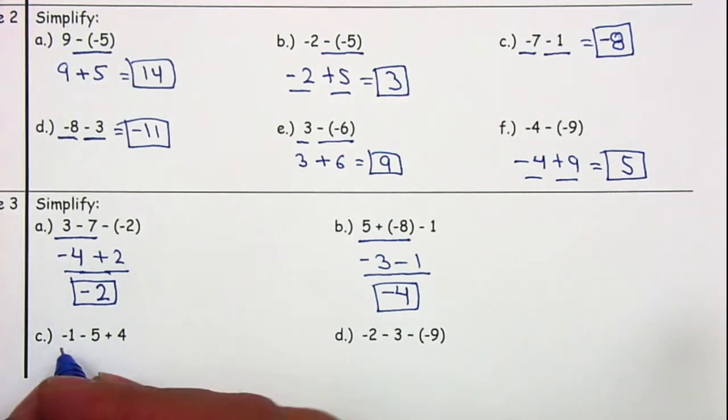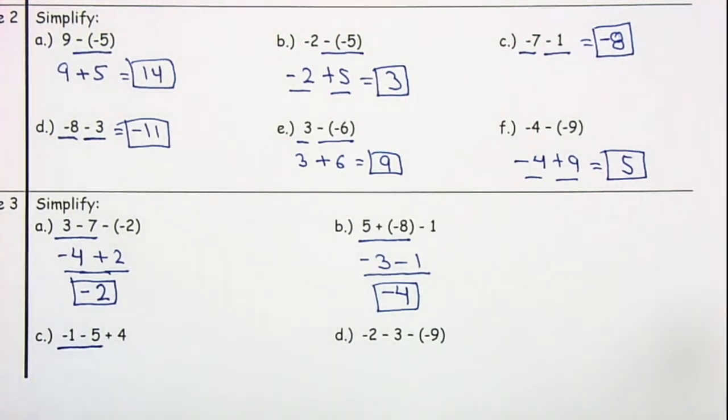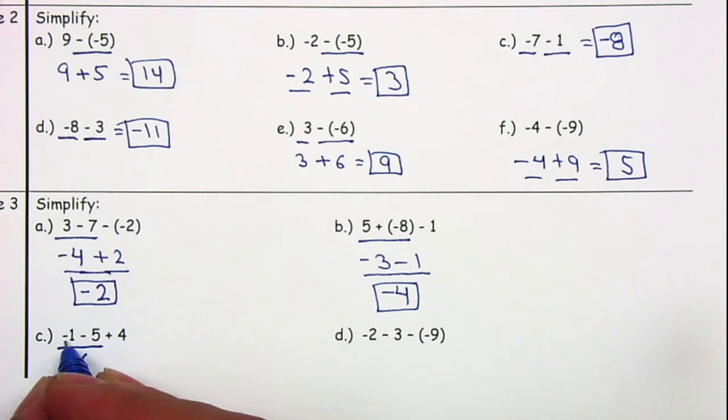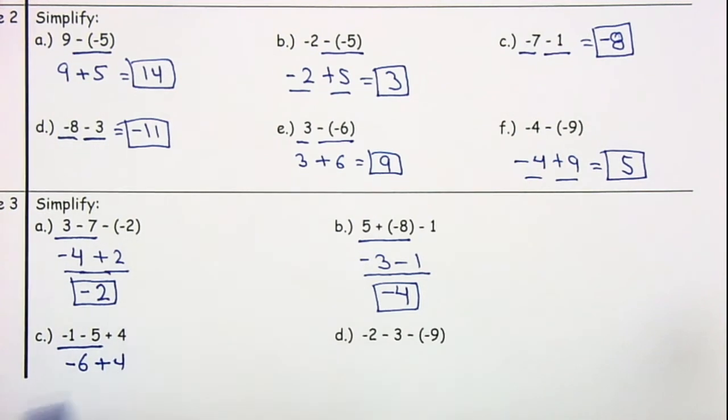So for letter C, combine those two. Same sign, that's a negative 1, that's a negative 5. I'm going to add, keep the sign of the bigger number, 1 and a 5. I'm going to keep the sign of the 5, which is negative, plus 4. Different signs, I'm going to subtract. That'll give me a 2. I'm going to keep the sign of the bigger number. The bigger number is 6, so I'm going to keep the negative.